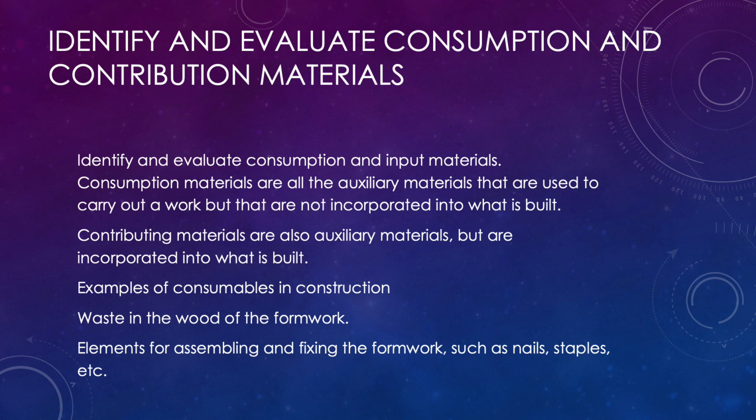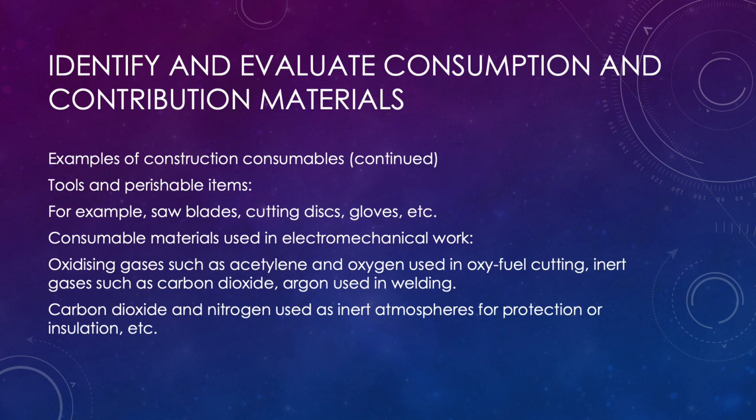Examples of consumables in construction: waste in the wood of the formwork, elements for assembling and fixing the formwork, such as nails, staples, etc. Tools and perishable items, for example, saw blades, cutting discs, gloves, etc. Consumable materials used in electromechanical work: oxidizing gases such as acetylene and oxygen used in oxy-fuel cutting, inert gases such as carbon dioxide, argon used in welding, carbon dioxide and nitrogen used as inert atmospheres for protection or insulation, and so on.